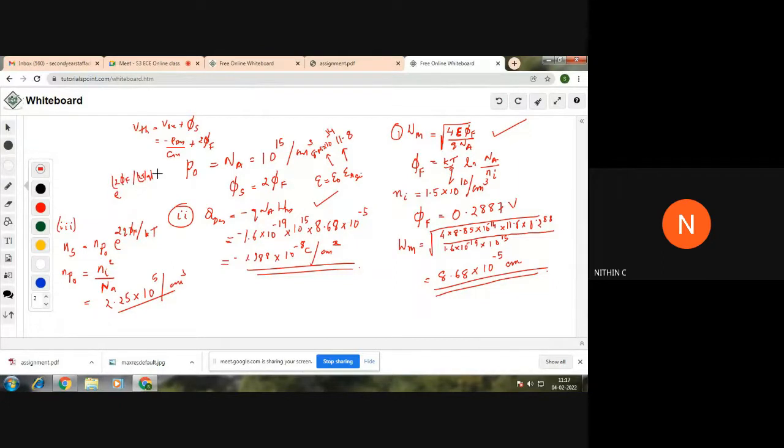The reason for taking it this way is that kt by q, we know this value is 0.026. So you can find 2.